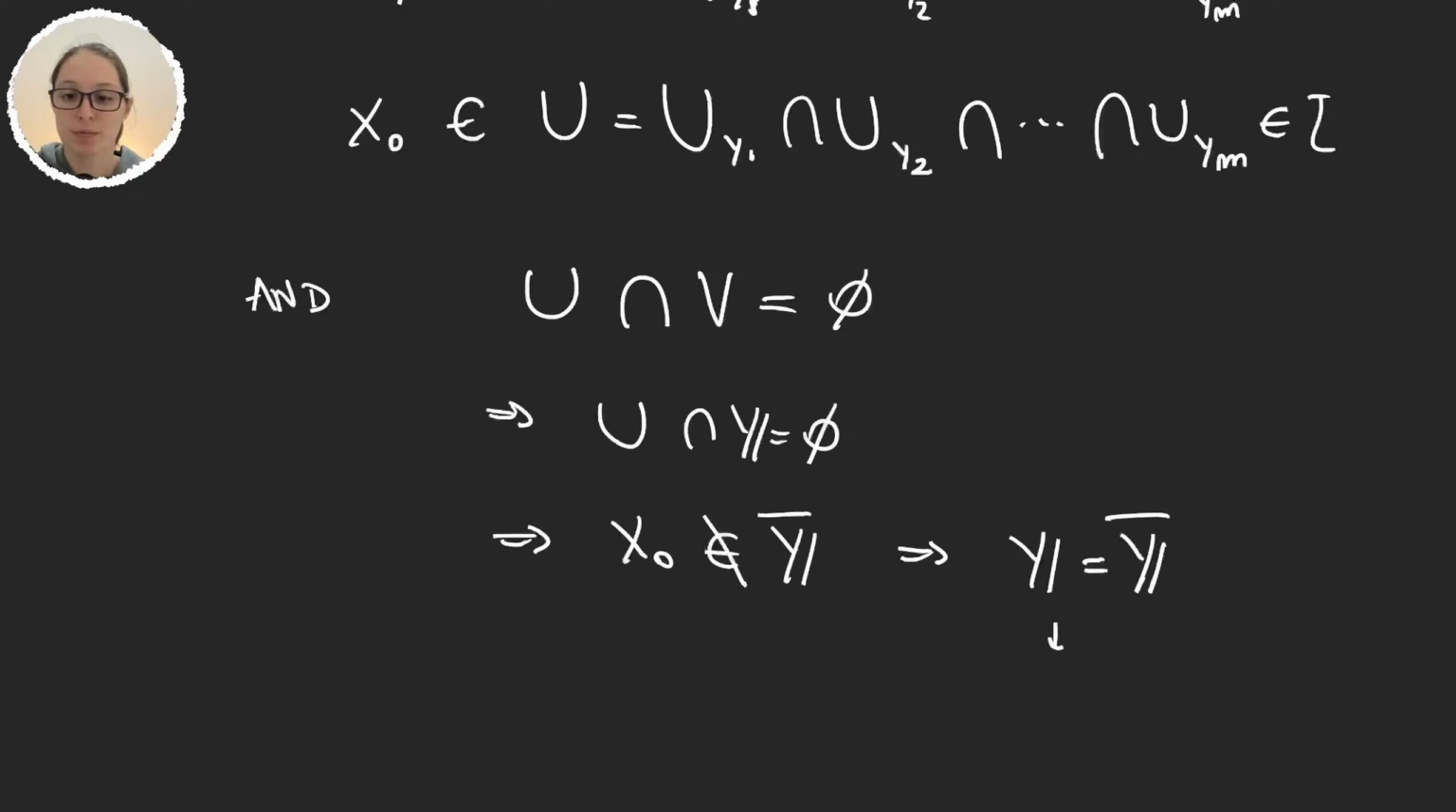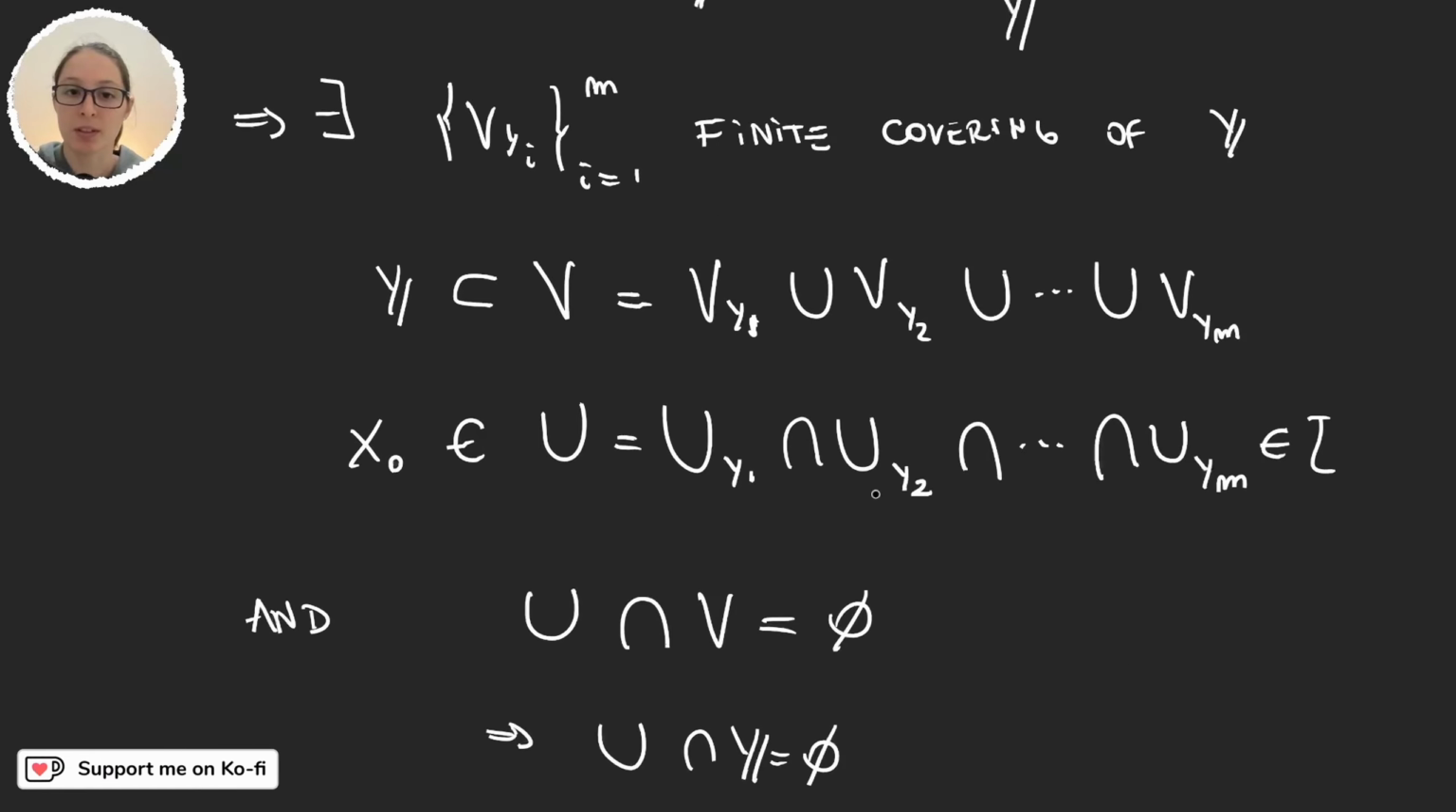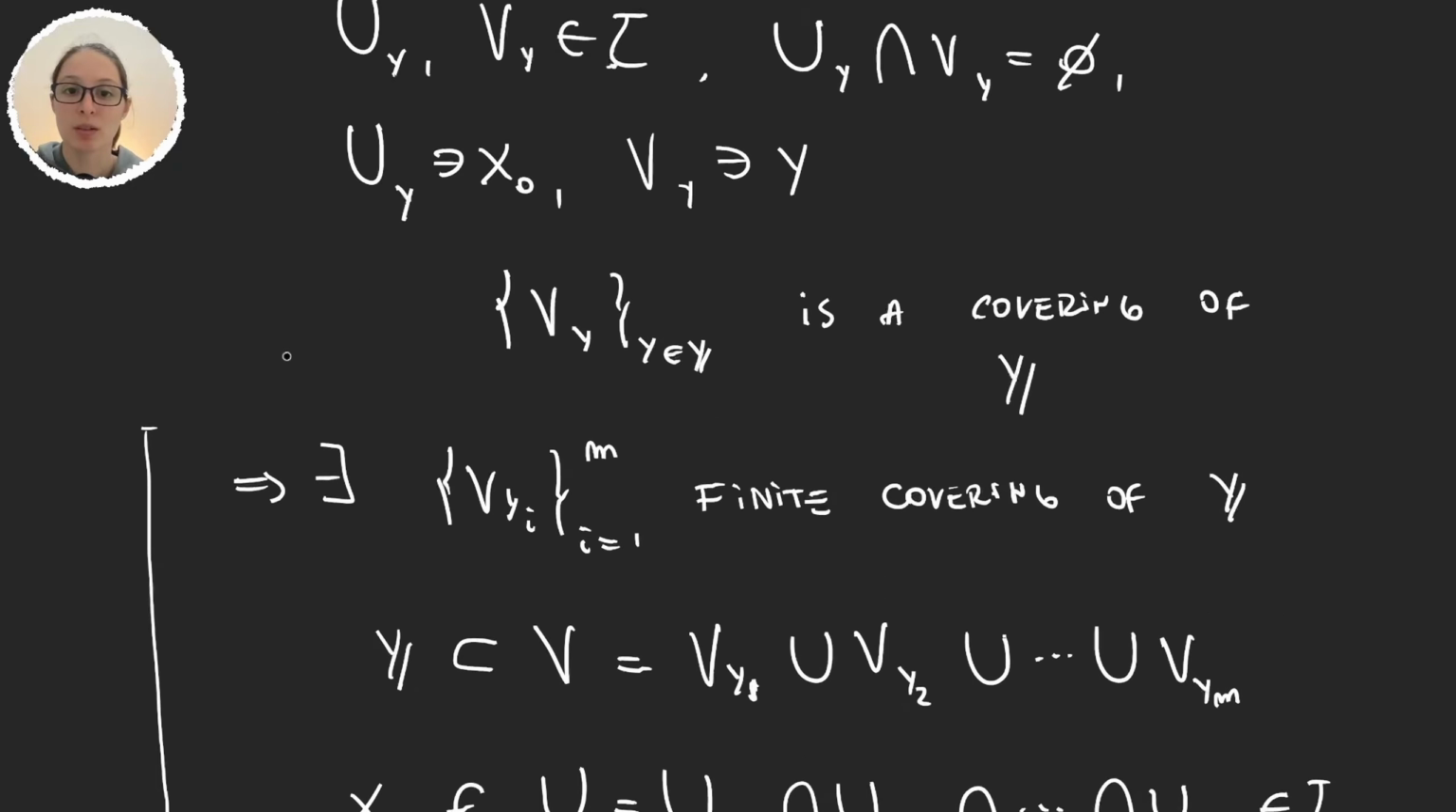So Y is closed. This proof is a bit complicated, but it's very important that we take into consideration this trick right here. This will be very useful for exercises, so it's important that we actually understand what is going on.